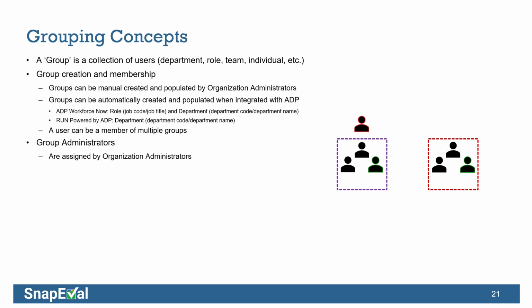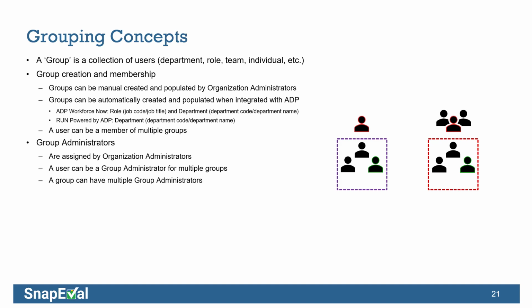Group administrators are assigned by organization administrators. That's the only role that can assign someone as a group administrator, someone who is an organization administrator. So it means your HR professionals are usually the ones assigning people within the company as administrators of particular groups. A user can be a group administrator for multiple groups, which again seems very logical. It's very typical for someone in senior leadership to be responsible as a group administrator for all departments.